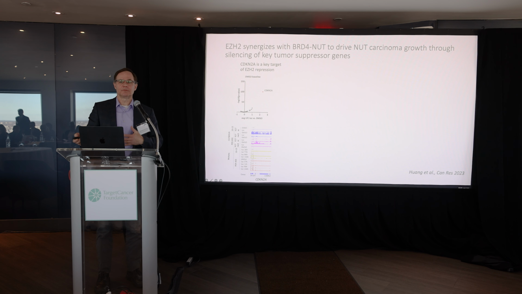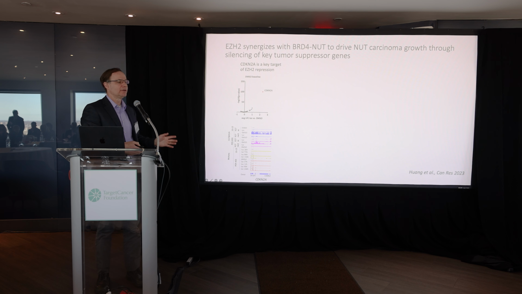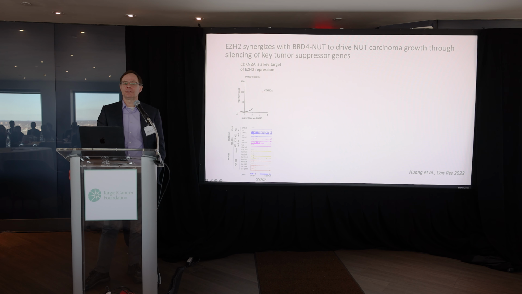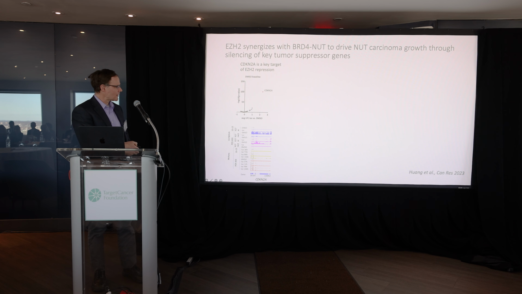We wanted to know what tumor suppressors might be involved. So we did a targeted CRISPR screen to look for what genes, tumor suppressors that might be knocked out by EZH2, could lead to rescue of cells from tazemetostat treatment. And we found that what stood out quite obviously, and we've repeated this many times, is CDKN2A, which is a well-known tumor suppressor that encodes P16 and P14, which arrests the cell cycle.